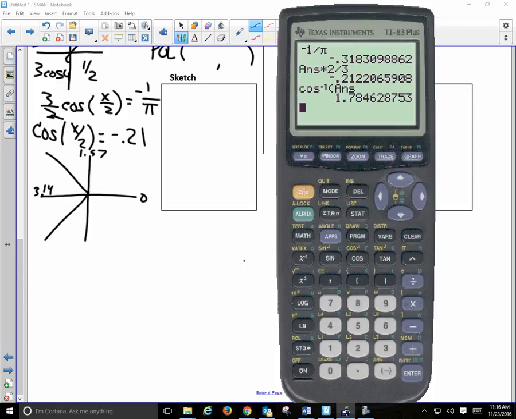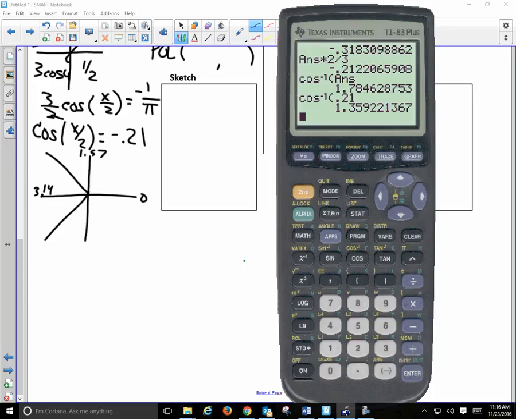1.78, does that bring me to the second quadrant? Yeah, if you wouldn't have included the negative, if you would have done cosine inverse of 0.21, then you would have taken 3.14 and subtracted the 1.36 from it. So our angle is 1.78 radians.